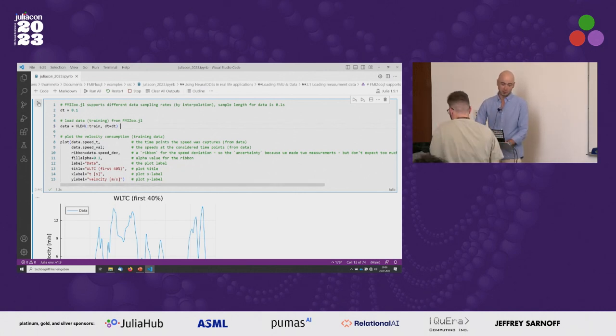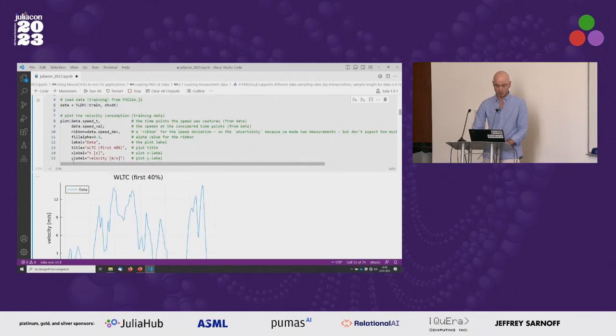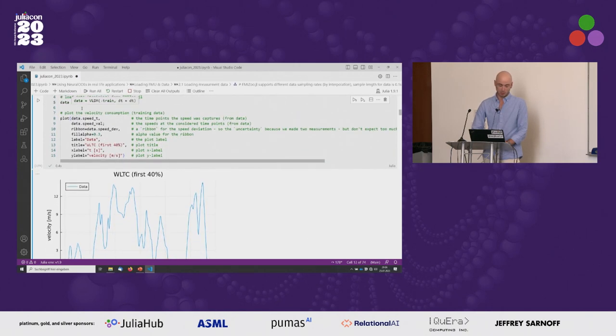And first thing we do after loading data, of course, we want to plot it. So we call plot. You might be familiar with the plotting interface in Julia, I think. And we put in the time points, the speed was captured, and the actual speed values, and a ribbon. Keep in mind that we have two measurements, so we don't have a single line. We have an area where our measurement is in.